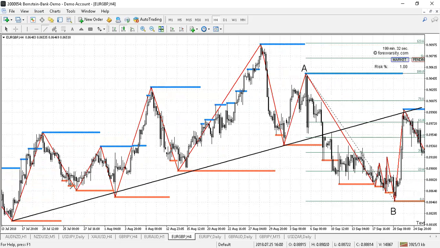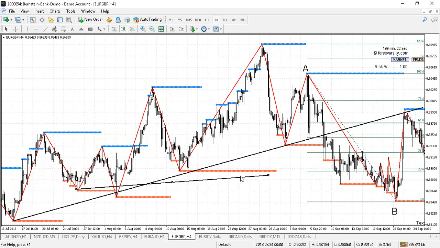Could have probably done a trend line as well, like so. So we've got a couple of trend lines it's hitting off. Well, it's probably better on the first one, but nonetheless, it's basically hitting off our trend line, which is around about this 61.8. So that's how we use the Fibonacci.